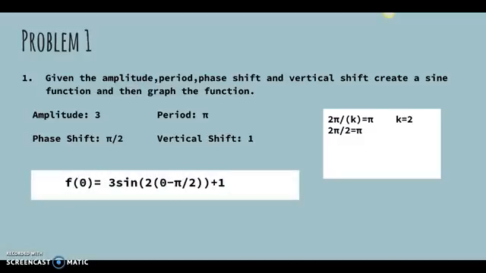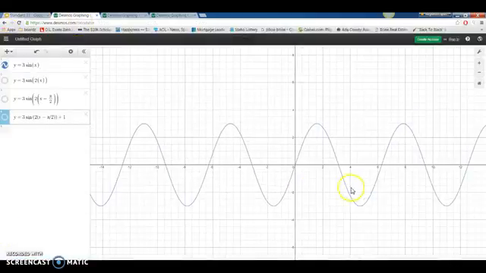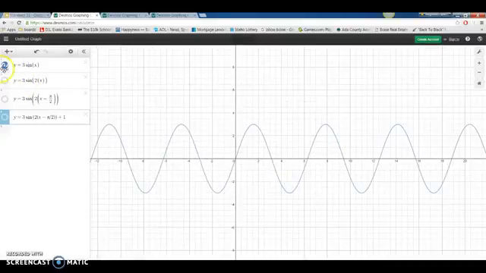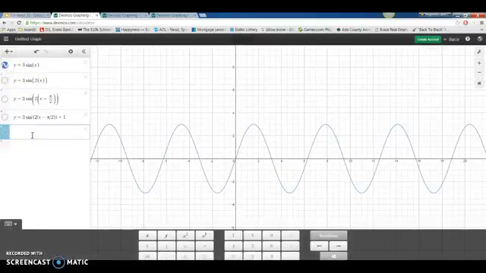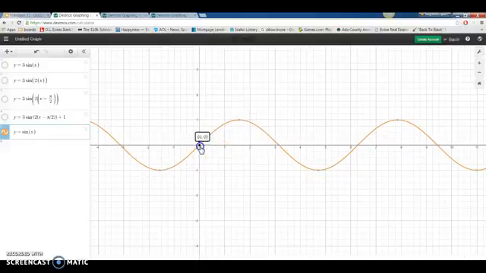So our function should look something like this, and now we're going to go graph this. So the first thing we're going to do is look at what the basic sine graph looks like, and it looks something like this. It goes from 0 to 2 pi, which is right here. That's one full graphing of the unit circle.